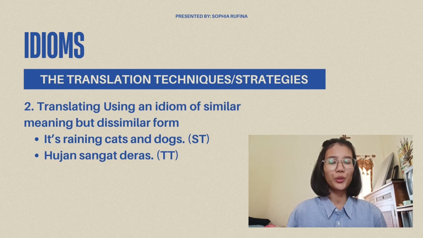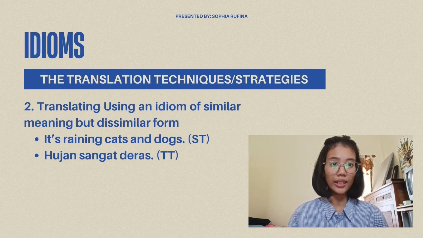Number 2 is translating using an idiom of similar meaning but dissimilar form. For example, look at the source text, it's raining cats and dogs. Since we don't have cats and dogs raining in Indonesian culture, the target text changes the form but keeps the meaning. So it becomes hujan sangat deras.